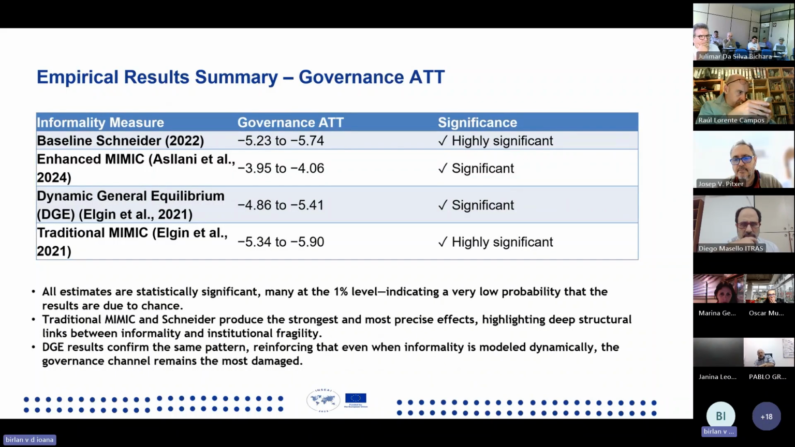However, for governance, we had the most statistically significant estimates, many at the 1% level, which, of course, indicates a low probability that the results are due to chance. The traditional MIMIC and Schneider produced the strongest and most precise effects, showing that there is a structural link between informality and institutional fragility.